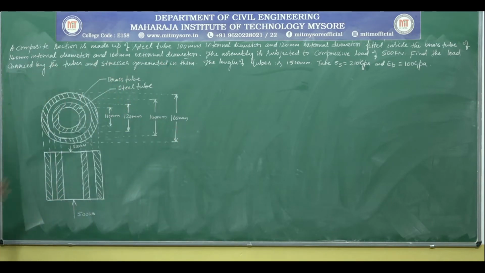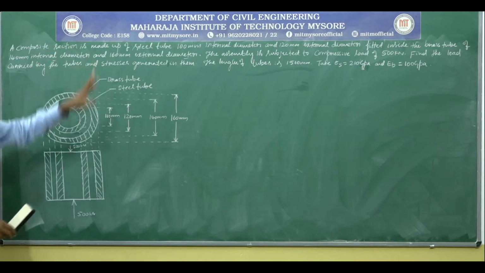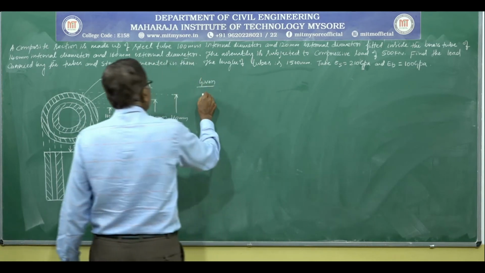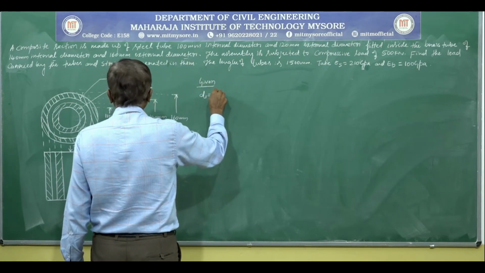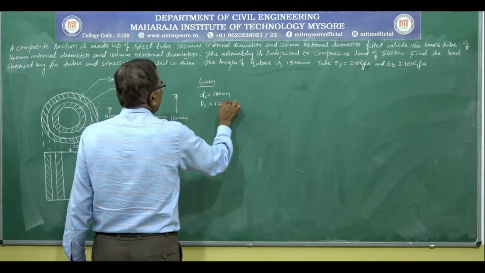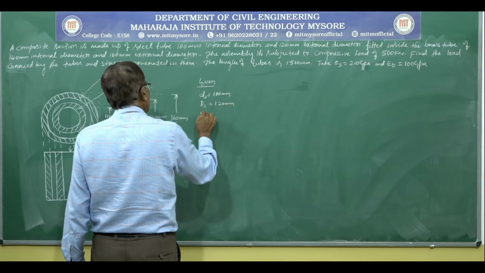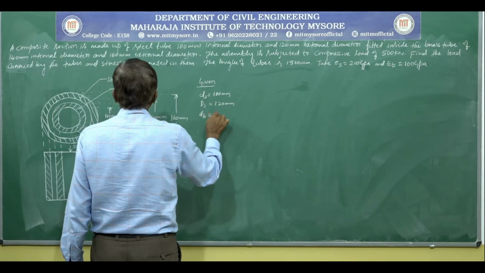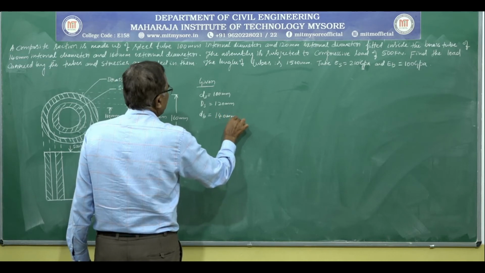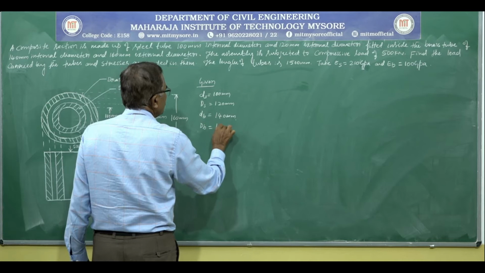Here writing the figure itself is an important thing. If you write the figure like this systematically, you can easily understand. Then after understanding, you can write the given data. Write the given data, given steel, you use small letter for inside diameter. ds is equal to 100 millimeter, capital Ds is equal to 120 millimeter. Then small db brass bar is equal to 140 millimeter. Then capital Db is equal to 160 millimeter.